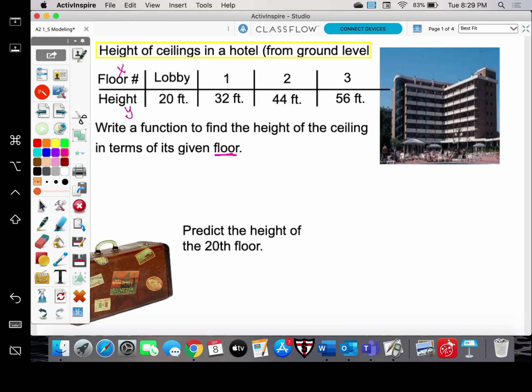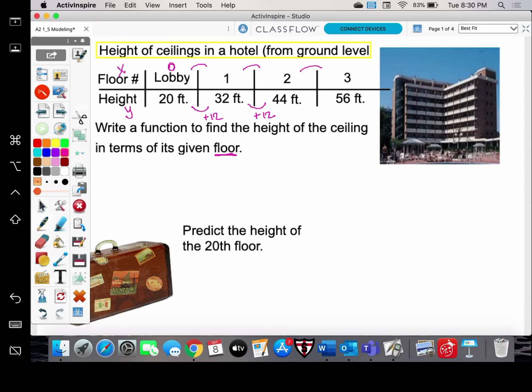Okay, so a couple things to notice. The lobby is like 0, right? That's the 0th floor, so that's our beginning. So that could be thought of as like a y-intercept. And then we have first floor, second floor, third floor. So these are all increasing by 1, our x's. That's a good sign. And then we check out our y's. That's an increase of 12.